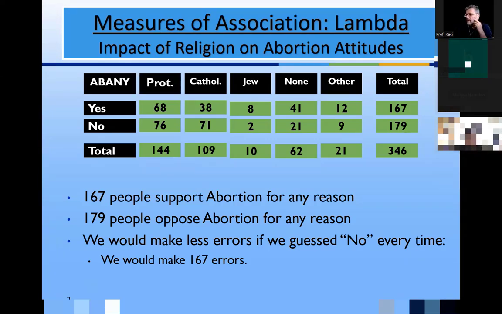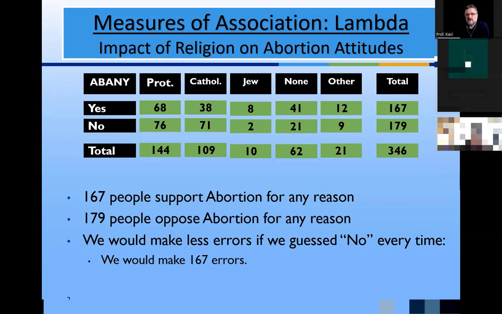Now, if you don't know anything about the categories of religion, but only knew the total of those who said yes or no, you'd say no all the time for 346 people, and you'd be right more than wrong. Why? Because you would have only 167 errors if you said no all the time. If you said yes all the time, you'd make 179 errors, which is more than if you'd said no for every single one of them.